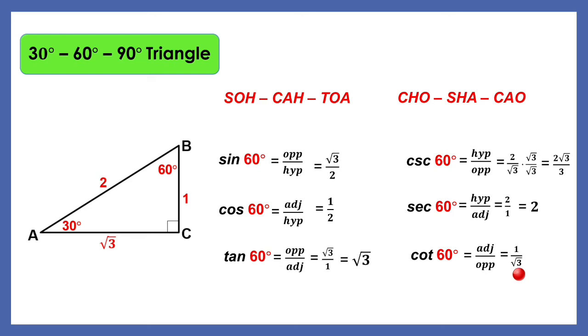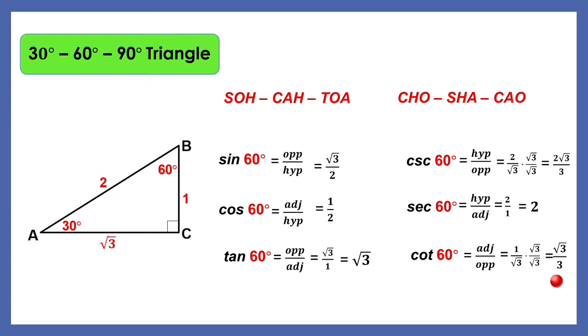Meron pa rin tayong radical symbol. So, we will multiply by square root of 3 over square root of 3. 1 times square root of 3 is square root of 3. Square root of 3 times square root of 3 is equal to 3. Therefore, cotangent 60 degrees is square root of 3 over 3.